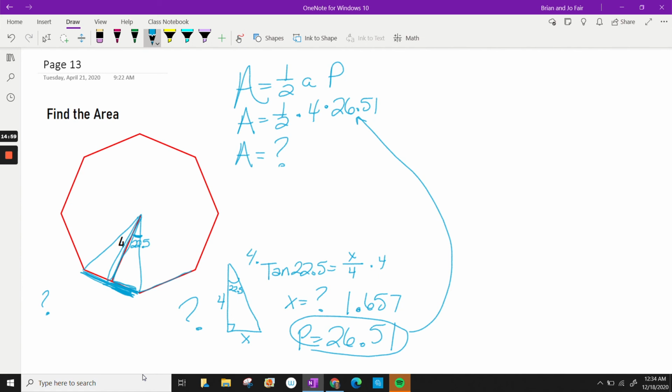All right, I got a 53 point, oh gosh, I don't know, rounded to the nearest tenth is really just still 53.0 for the area of that octagon. Okay, let's practice one more.